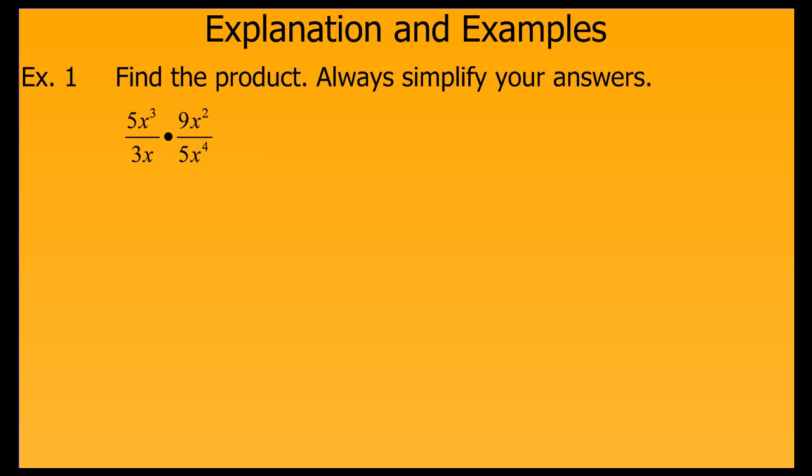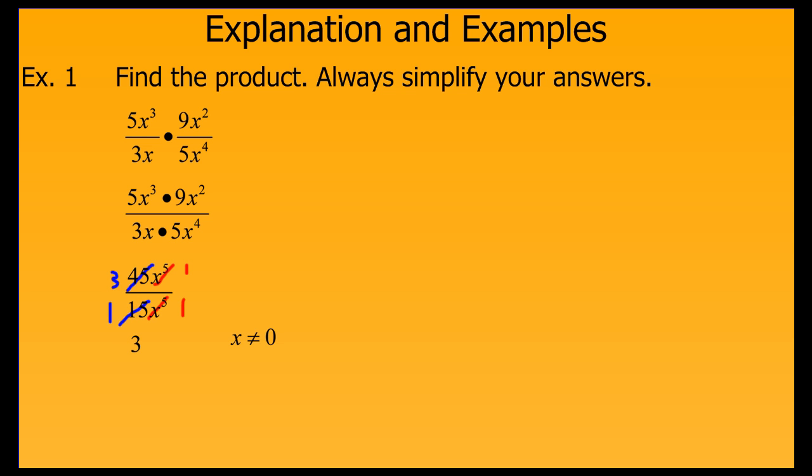We want to multiply these two rational expressions. So we simply multiply the numerators together and then multiply the denominators together. That gives us 45x to the fifth in the numerator and 15x to the fifth in the denominator. Now we can reduce this fraction. 15 divides into both 45 and 15, and x to the fifth divides into both x to the fifth and x to the fifth. So we're simply left with 3 in the numerator and 1 in the denominator. Since 3 divided by 1 is 3, our simplified answer is 3.